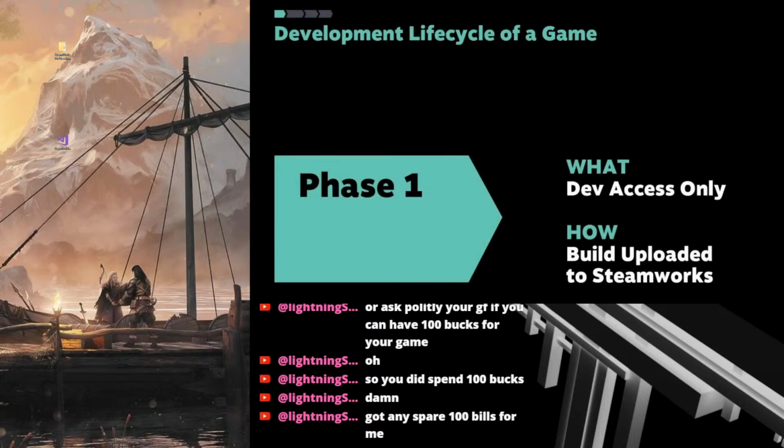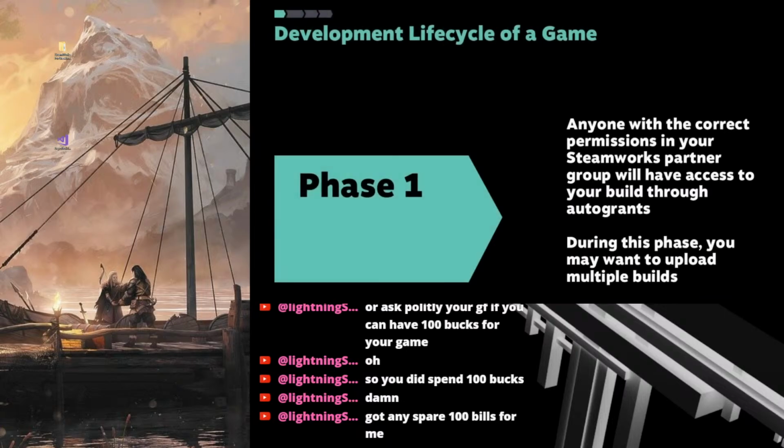Phase 1. During this phase, only the developers have access to the build of the game, and you're only doing internal playtests. And you're accomplishing this by uploading your build into Steamworks. It's just that simple. Anyone with the correct permissions in your Steamworks partner group will have access to your build through autogrants. It's going to happen automatically.